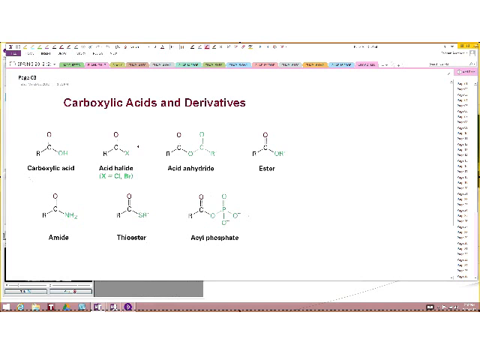The molecules on this slide show you examples of what we refer to as carboxylic acid derivatives. You can see here, this is carboxylic acid itself. Most of these molecules are related to carboxylic acid. They could actually be derived from carboxylic acid.